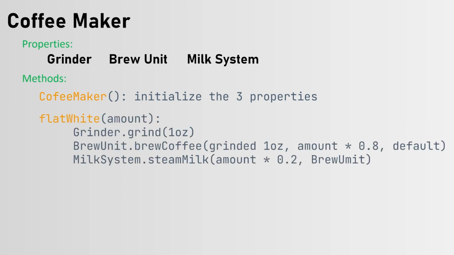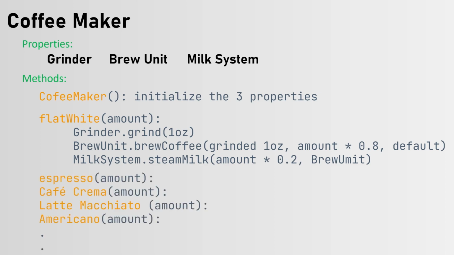One for each coffee specialty that the machine makes. As an example, I'll show the method for my favorite coffee specialty, the flat white. It gets the amount of needed flat white coffee as input. It asks the grinder to grind 1 ounce of coffee. It then asks the brew unit to brew 80% of the provided entire amount of coffee with the ground coffee. It then asks the milk unit to steam 20% of the given amount of coffee in milliliters of milk. And that's it. A similar method can be created for other kinds of coffee specialties that we'll want to provide.